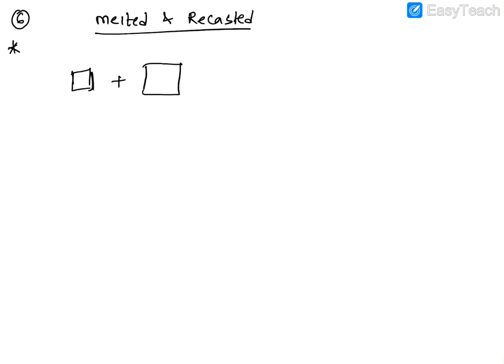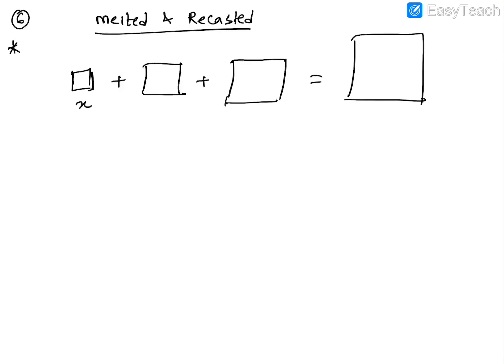Remember, this is very, very important. Whenever they say melted and recasted, it means you have to equate their volumes. Because what we've done is taken 3 small cubes, 1 cube plus second cube plus third cube, and all those cubes were combined to form one big cube. The side of the first one was x, second one was 8, third one was 10, and you got a cube of side 12.